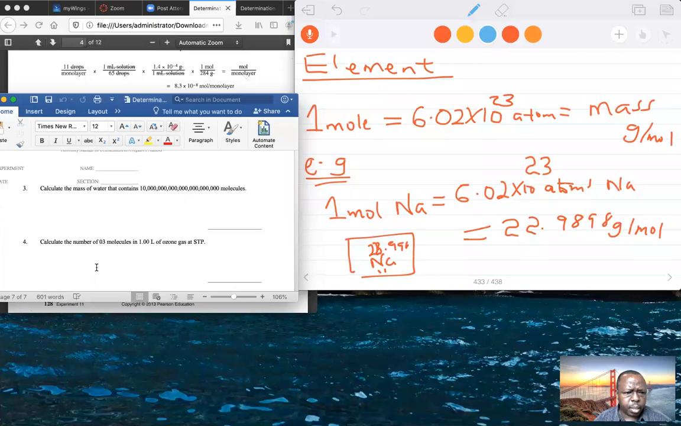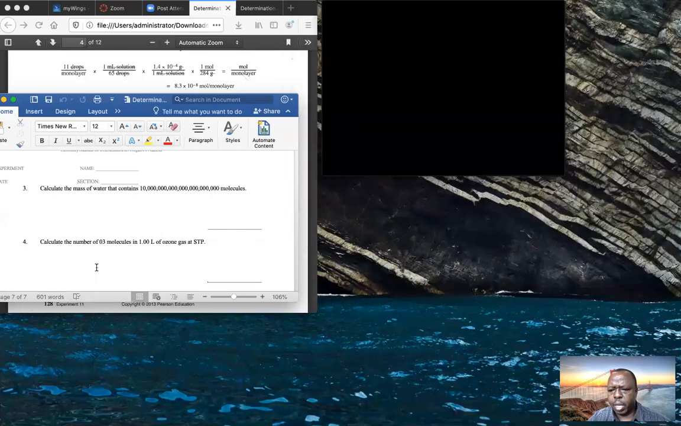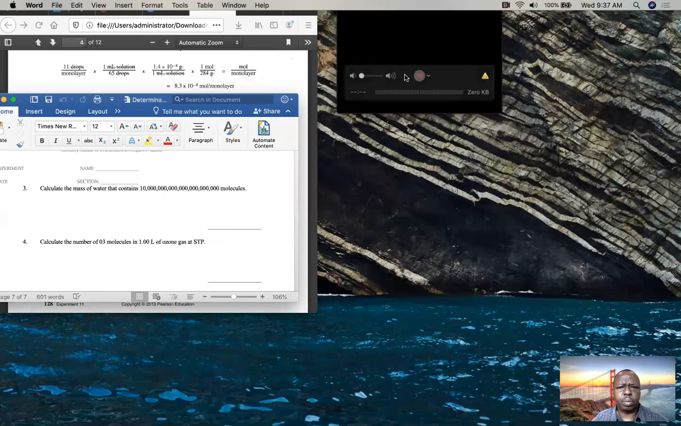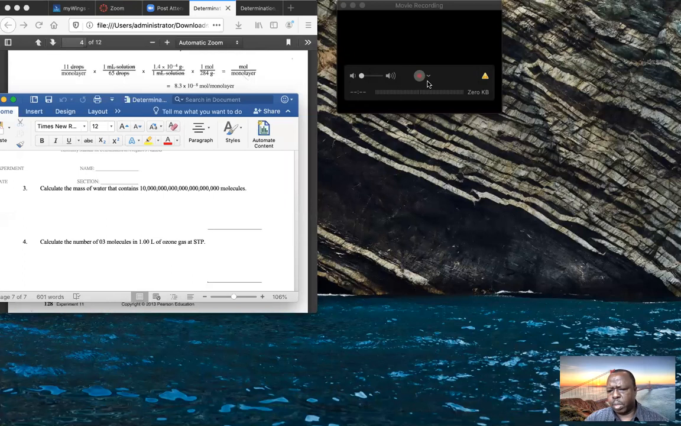Here, let's see. Calculate the molecules in 1 liter at standard temperature pressure. Let me just try again and see if it's going to communicate. Maybe I need to see if I can get that.